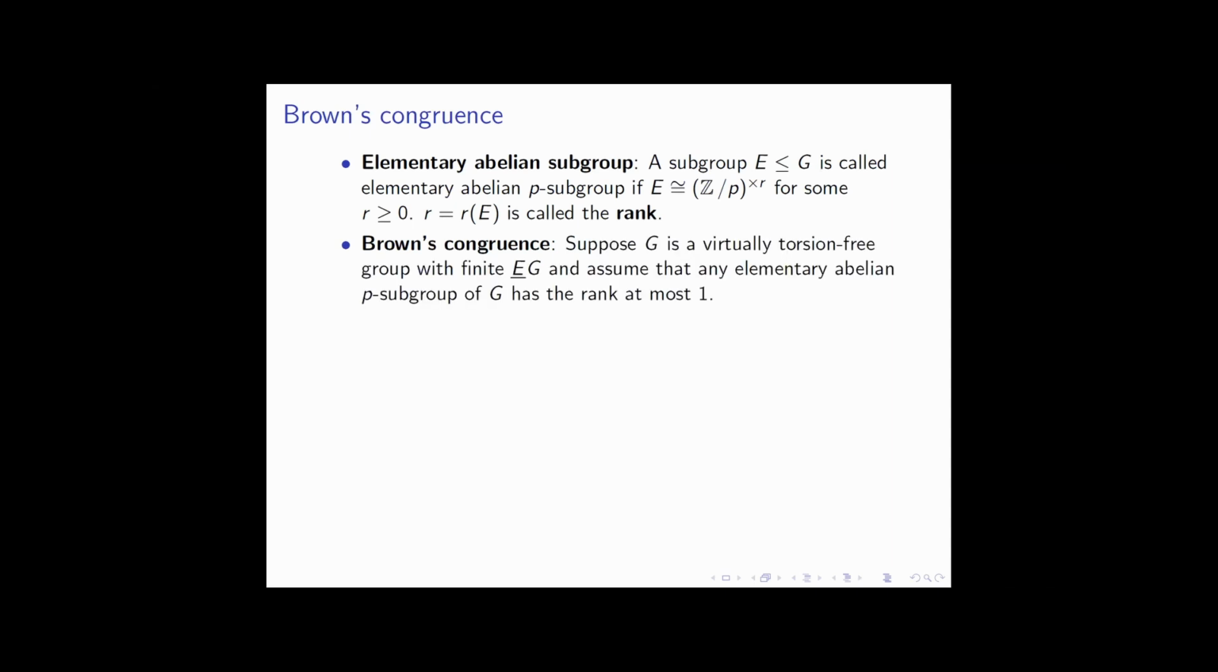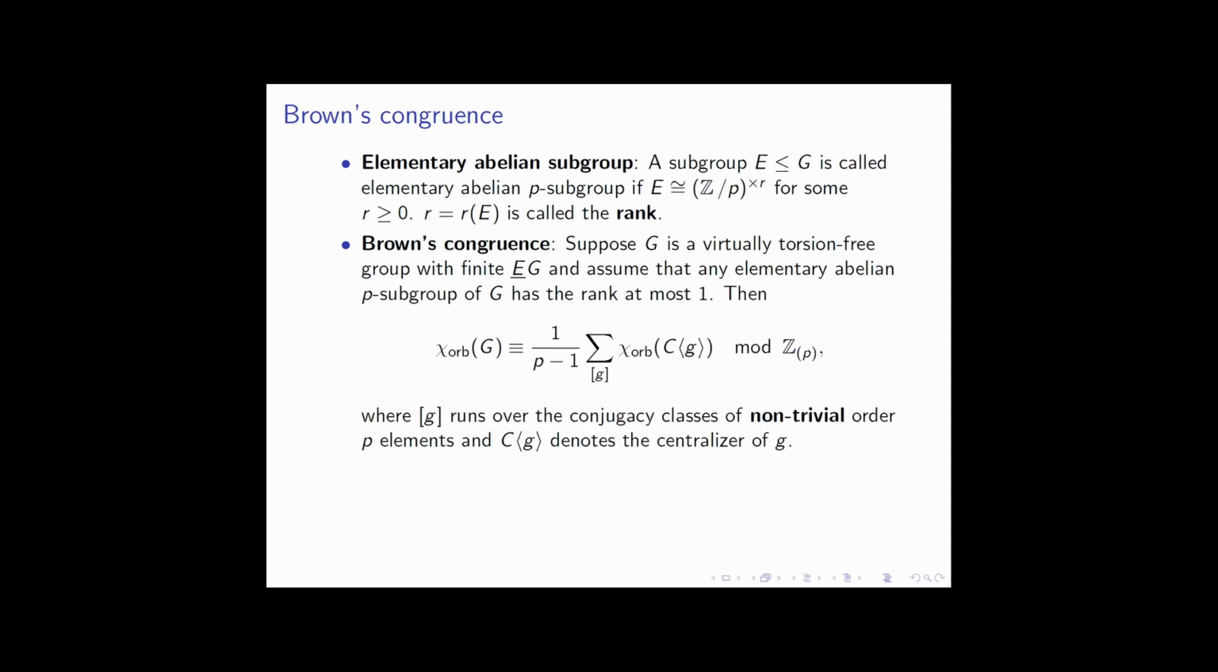So suppose G is a virtually torsion-free group with finite underbar G, the conditions I assumed at the beginning, and assume that any elementary abelian p-subgroup of G has rank at most 1. That means there is no Z mod p cross Z mod p inside my group, okay? So then what Brown showed is that the following congruence is true: if you take the orbifold Euler characteristic of G, it's the same modulo p-local integers as the sum of orbifold Euler characteristics of centralizers, indexed by conjugacy classes of non-trivial order p elements. Then this factor 1 over p minus 1 shows up. That's actually the automorphism group of Z mod p. That shows up, yeah. So this is the congruence that Brown obtained.